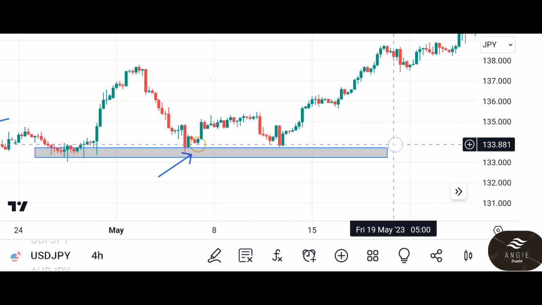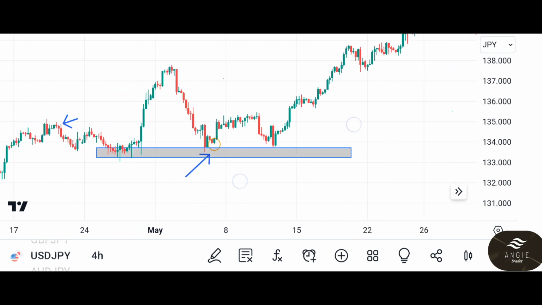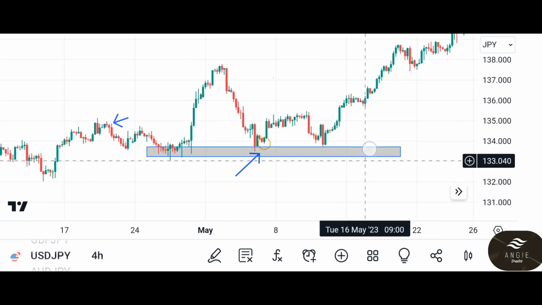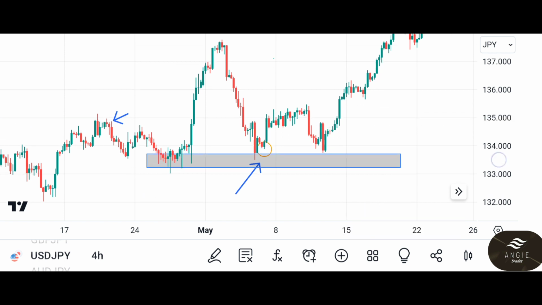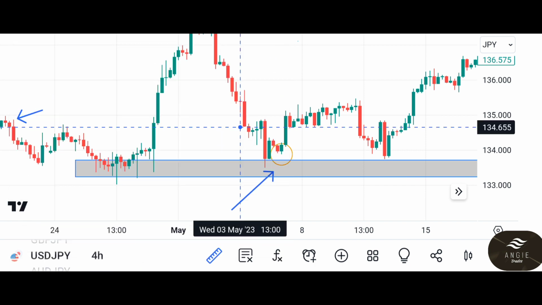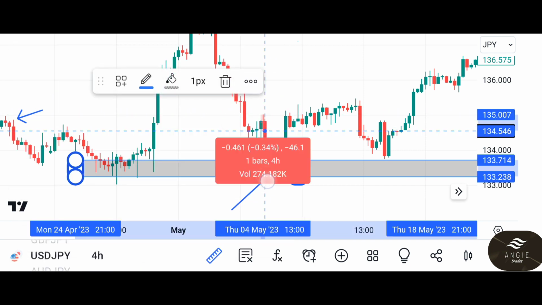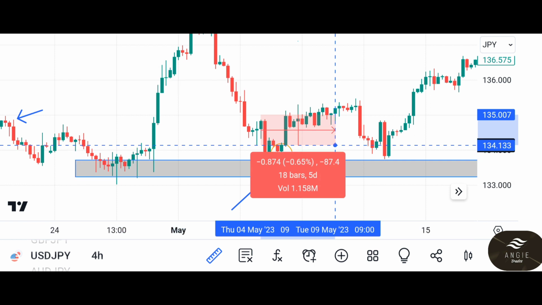So the stop loss will be here. Your take profit will be the next resistance level over here. And then you are done for the day. You may see that candlestick to be quite small, but it's actually very huge. It's actually 87 pips running.